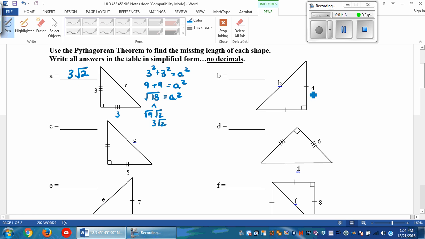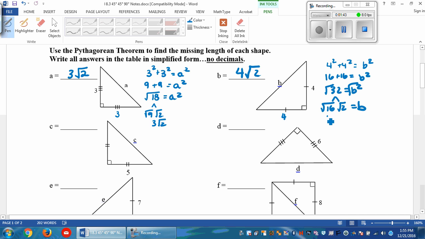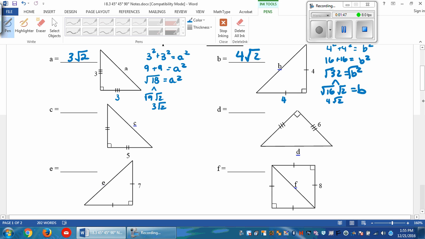Over here, the same thing happens. This side is 4, so we get 4 squared plus 4 squared equals b squared. That's 16 plus 16 equals b squared, so 32 equals b squared. Root it and root it. Break it up, and you get 16 and 2 for b, which ends up being 4 root 2. Hopefully I'm not going too quick for you. Next one.